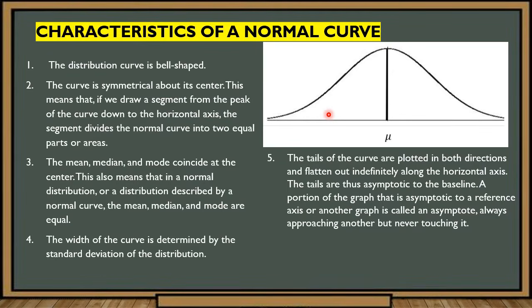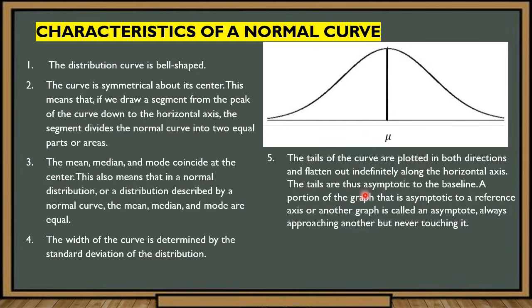Next, the tails of the curve are plotted in both directions and flatten out indefinitely along the horizontal axis. So ito yung tinatawag nating tails or buntot ng curve. So we have there the curved line which approaches the horizontal line indefinitely. So hindi natin alam kung hanggang saan yan. So these are the tails which approach the horizontal line. So lumalapit lang siya sa horizontal line, but it will never touch the horizontal line or the baseline.